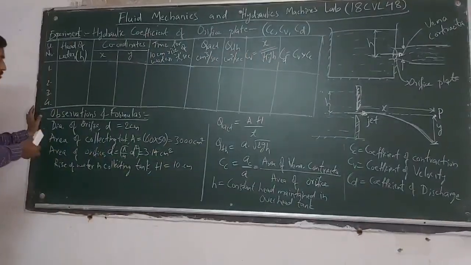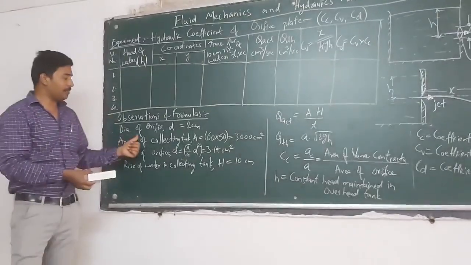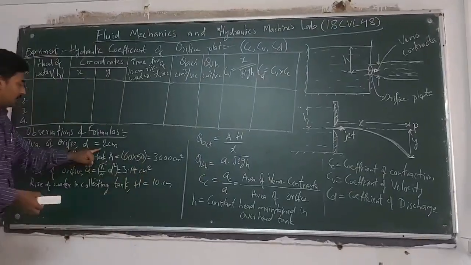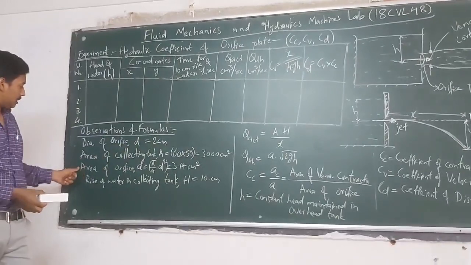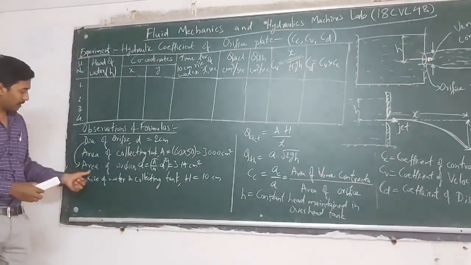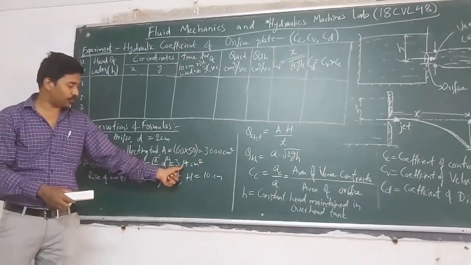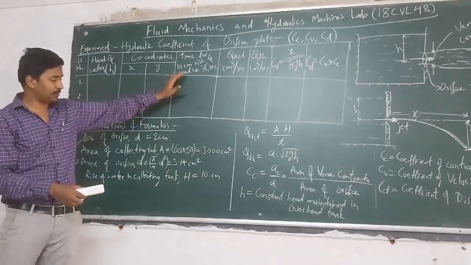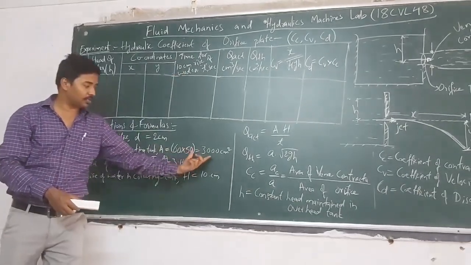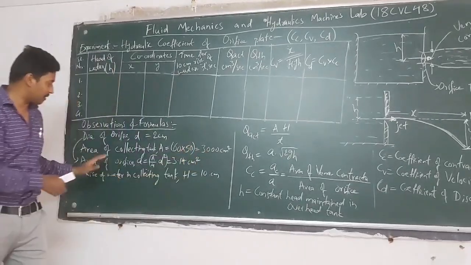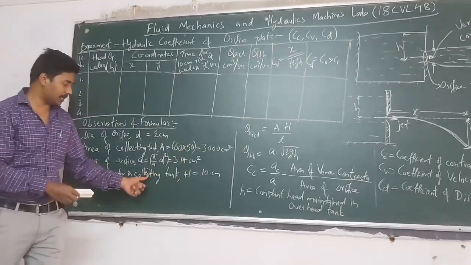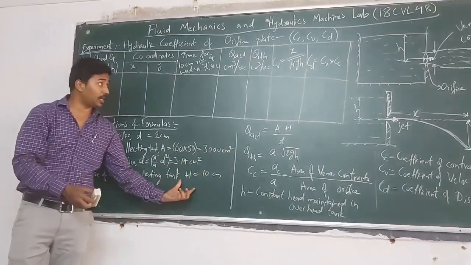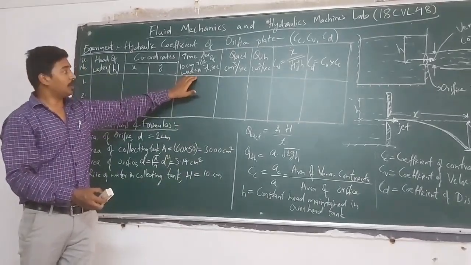Now the observations to be taken in the experimentation. The diameter of the orifice, the opening, is 2 centimeters, and correspondingly the area of the orifice is pi by 4 d square, which is 3.14 centimeter square. The area of the collecting tank, where we take the rise, is 60 by 50 centimeters, so the total area of the collecting tank is 3000 centimeters square. The rise of water taken in the collecting tank is h, 10 centimeters, and for this 10 centimeter rise we take the time required in t seconds.